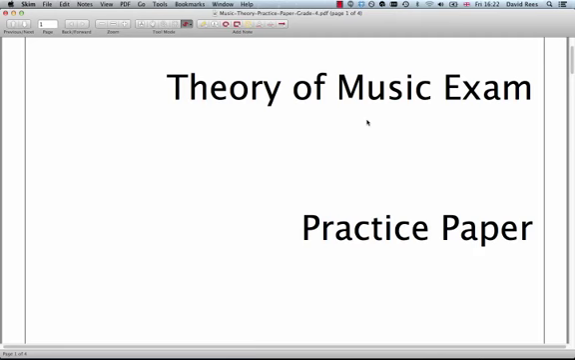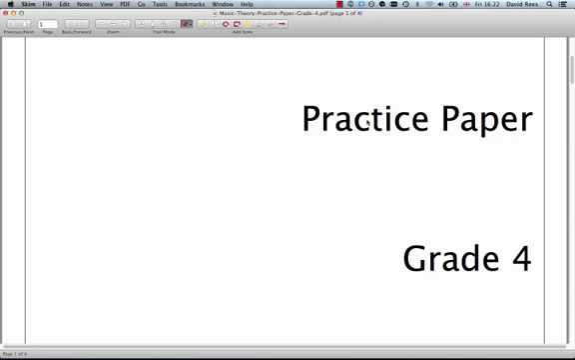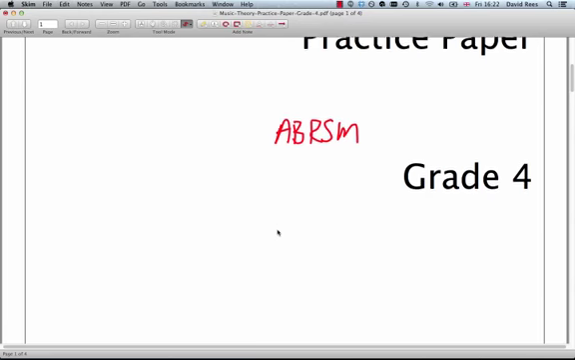I got quite a few messages asking me to continue working through these ABRSM practice exams. So here we go with grade 4. So this is ABRSM grade 4, getting a little bit more advanced now.